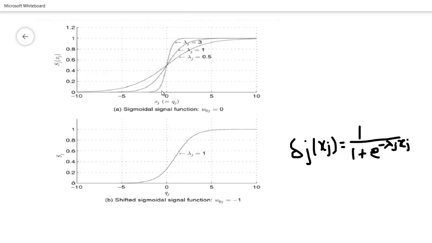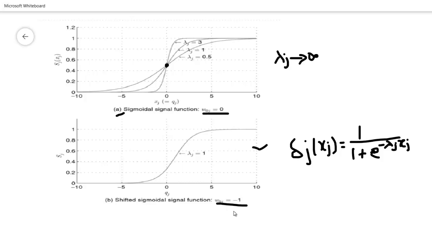The first diagram, which is diagram A, is for the sigmoidal signal function for W0j equal to 0. In this diagram, all intersection is done at 0, and it is for lambda j tends to infinity. And the bias, what is the value of W0j? It is 0. The second diagram shows the shifted sigmoidal signal function for W0j equal to minus 1.